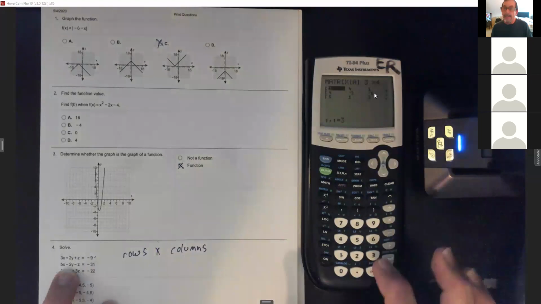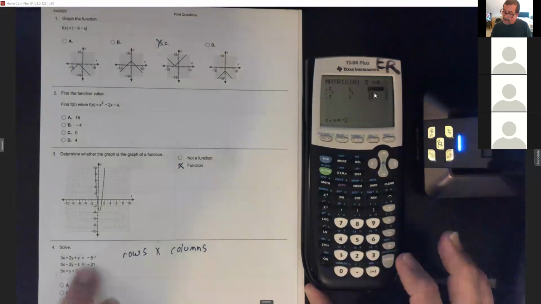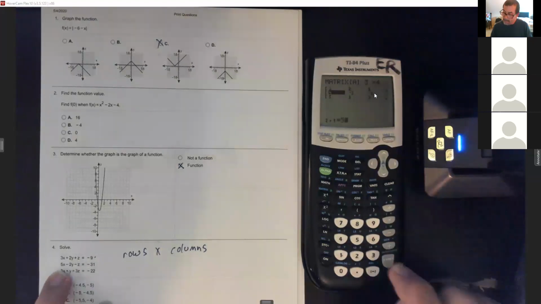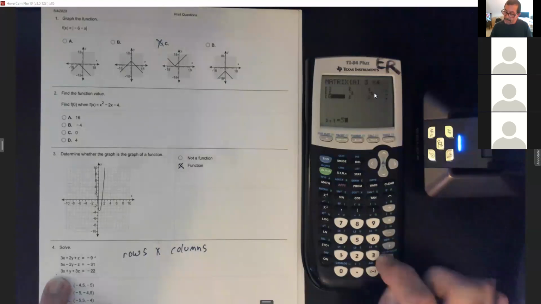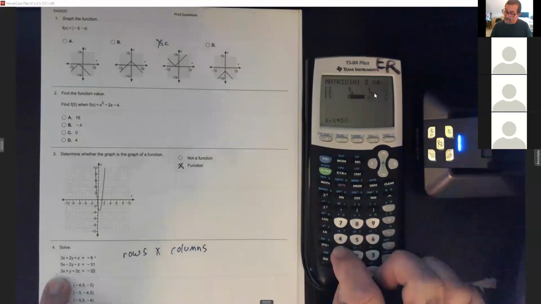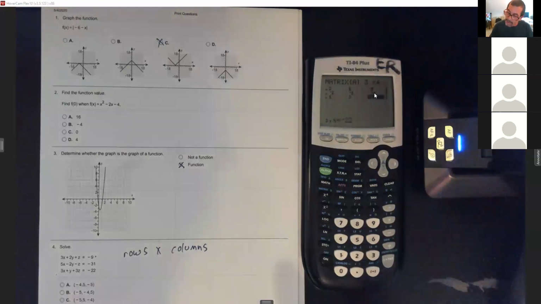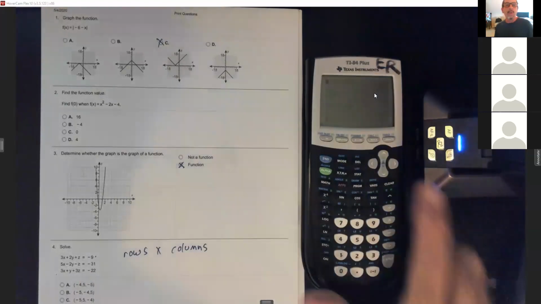So I would do 3 enter, 2 enter, 1 enter, -9 enter. Then it goes down to the next row. I got a 5 enter, -2 enter, -1 enter, -31 enter. Then my last row would be a 3 enter, 1 enter, 3 enter, and then -22 enter. So enter all your numbers. And then I'm just going to quit the screen by hitting second mode. Okay, so I just wanted to quit the screen.